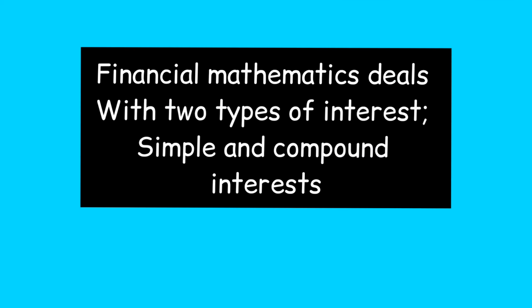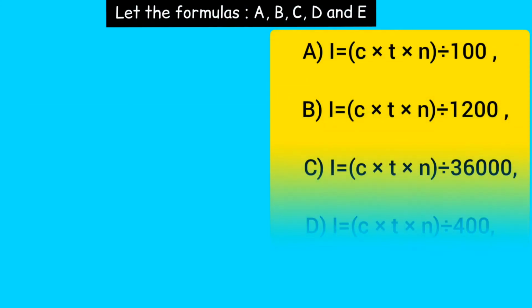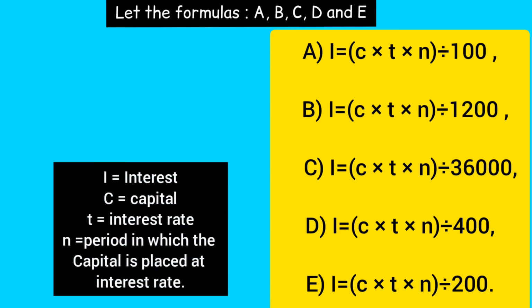Financial mathematics brings together two types of interest, simple and compound interest. Simple interest, let's keep it simple, has the formulas A, B, C, D and E. A: I equals C times T times N divided by 100. B: I equals C times T times N divided by 1200. C: I equals C times T times N divided by 36,000. D: I equals C times T times N divided by 400. E: I equals C times T times N divided by 200. Here I is interest, C is capital, T is interest rate, and N is the period in which the capital is placed at the interest rate.